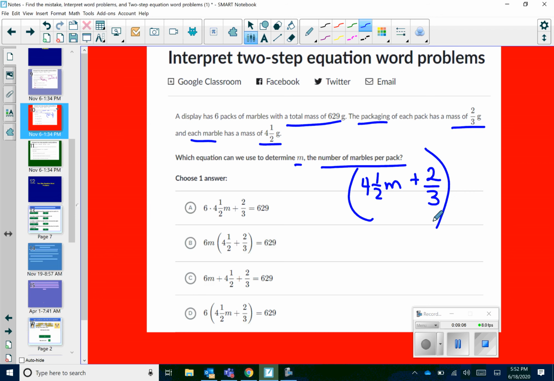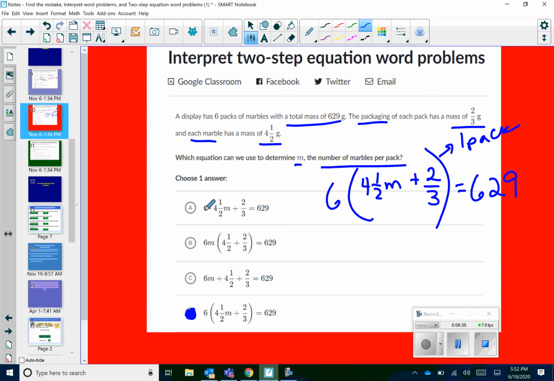Now they're telling you that there are 6 total packs of marbles. So if this is for 1 pack, to find out 6 packs, we would just multiply through by 6. And they told you that the total mass for everything is 629. So let's take a look to see if we see anything that looks like what I have. And it looks like right down here, answer choice D is the correct answer.